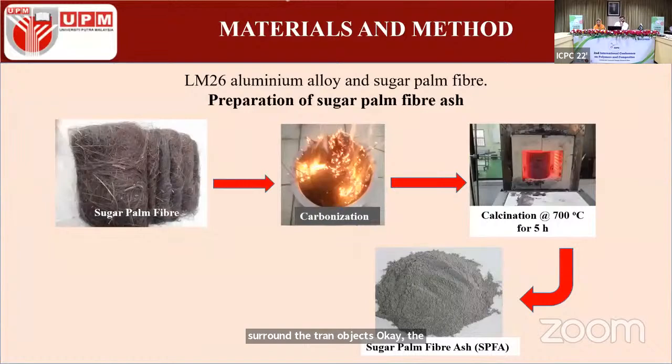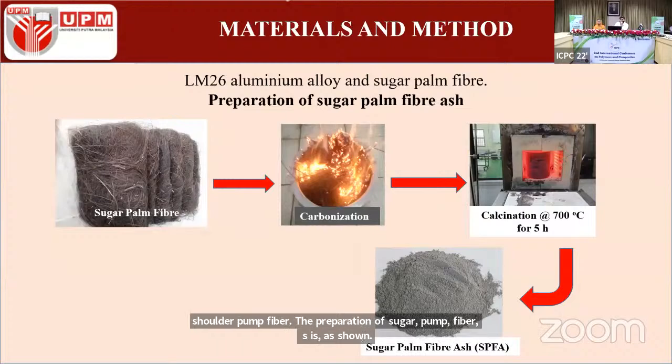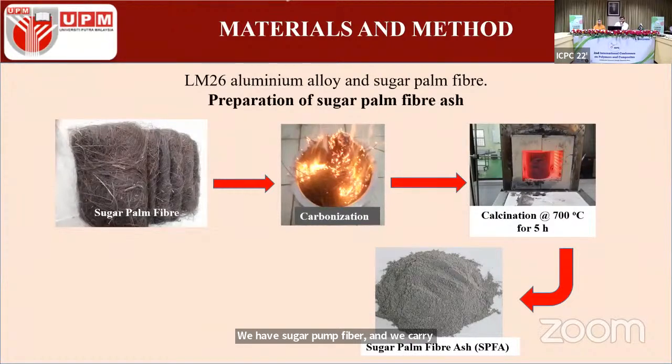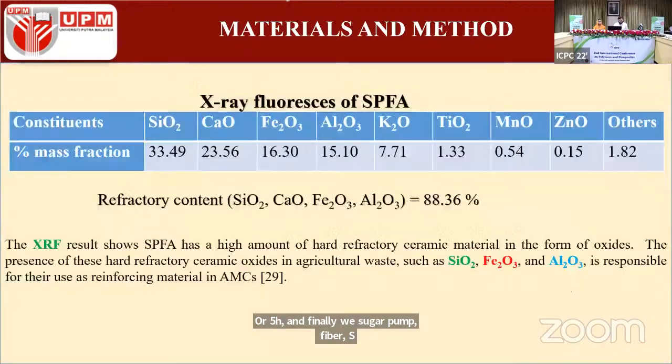Okay, the materials and method. So LM26 aluminium alloy and sugar palm fiber. The preparation of sugar palm fiber ash is as shown. We have sugar palm fiber and we carry out the carbonization process and calcination process at 700 degrees C for 5 hours. And finally, we get sugar palm fiber ash, SPFA.